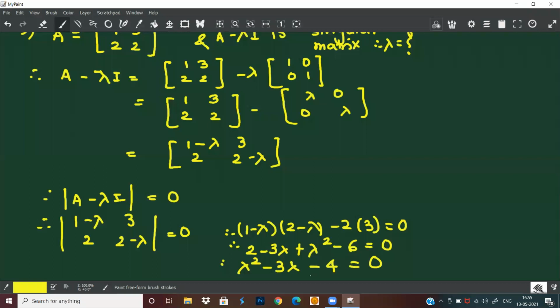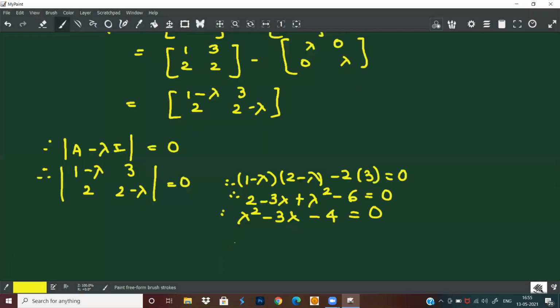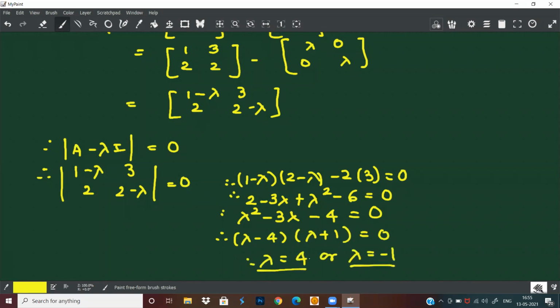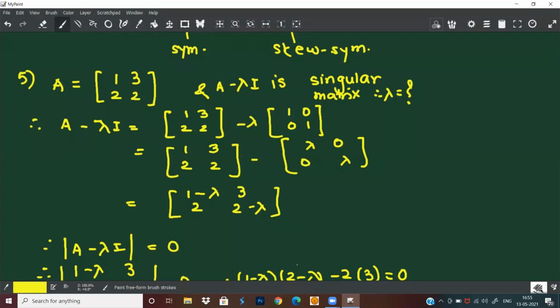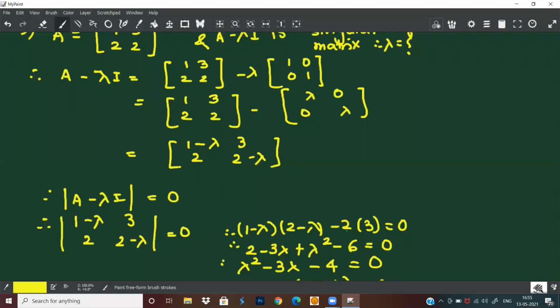Everybody gets that? So factorize. Got it? First, I found the matrix A minus lambda into I. Because this matrix is singular, this is a singular matrix, the value of its determinant will be 0. Any doubt is there?